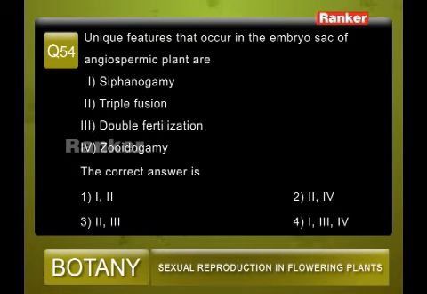Unique features that occur in the embryo sac of angiospermic plants are, options: 1. Siphonogamy, 2. Triple fusion, 3.